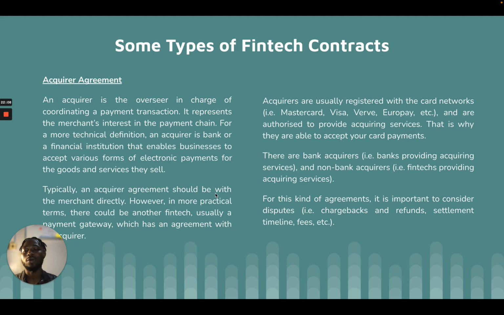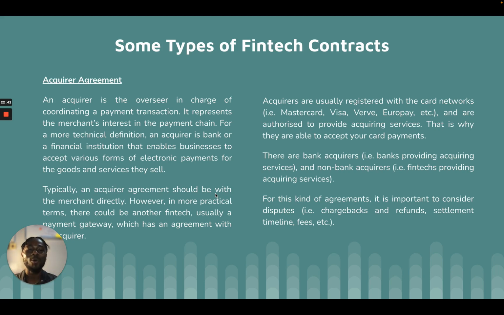So typically, an acquirer agreement should be with the merchant directly. That's why I said the merchant's bank, right? That's how it should be. But in more practical terms, there is usually a layer in between. That's where you have your PSSP and all of that, right? Because the banks don't integrate directly with the merchants, they integrate with those guys. Those guys then provide the service to the fintechs, who then provide the service to the merchants, right?